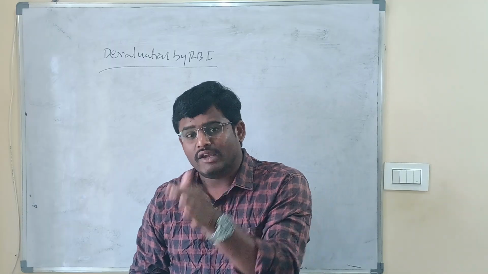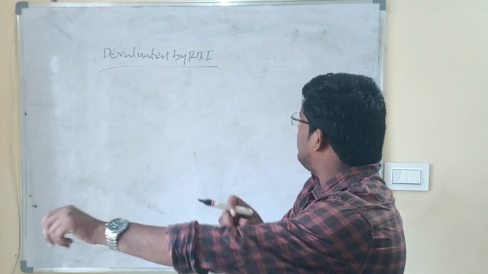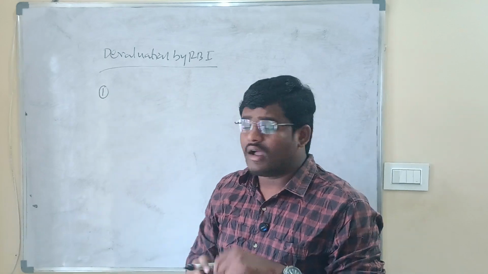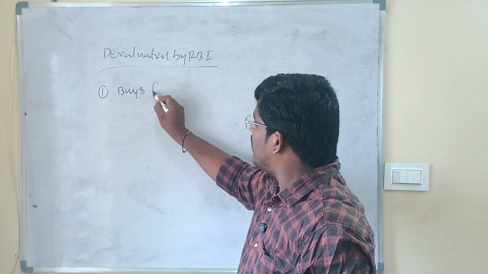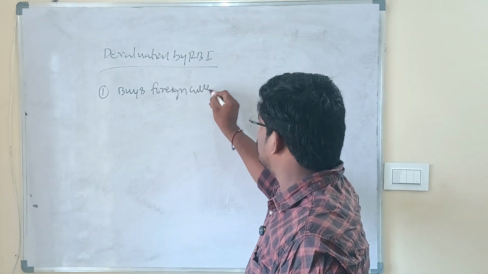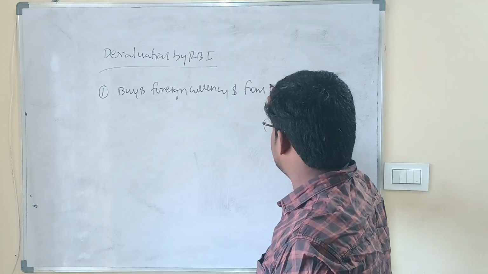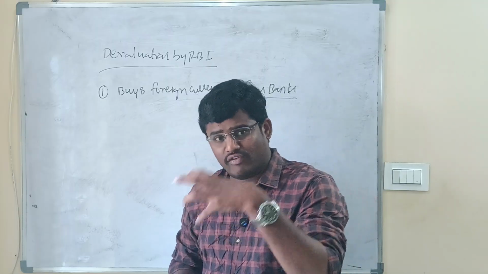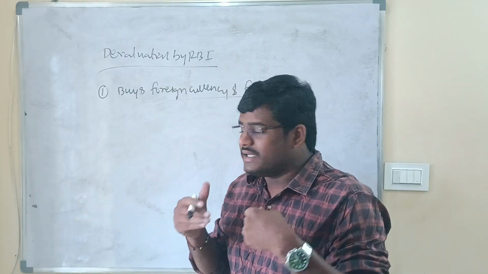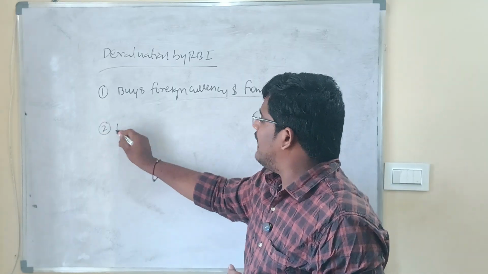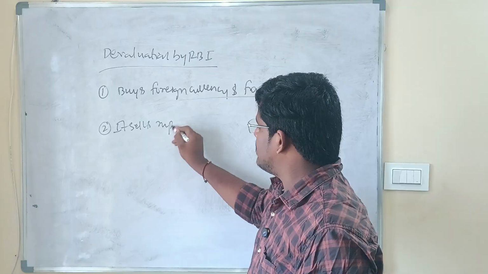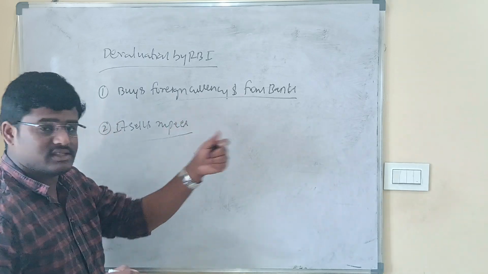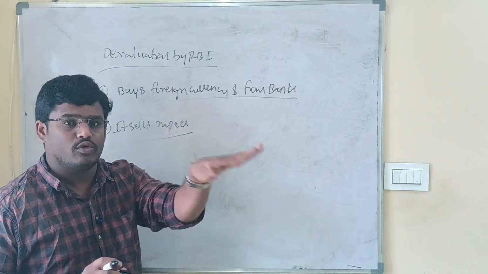So when the devaluation is being done by the Central Bank of India, which is RBI, it does two things. First, the Reserve Bank of India buys foreign currency, which is mostly dollars, from banks. Since it is purchasing foreign currency, the Reserve Bank of India now sells rupees to banks. So the Reserve Bank of India has to give rupees to the banks who have sold it the foreign currency.